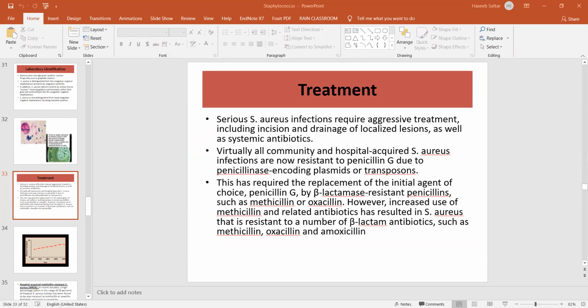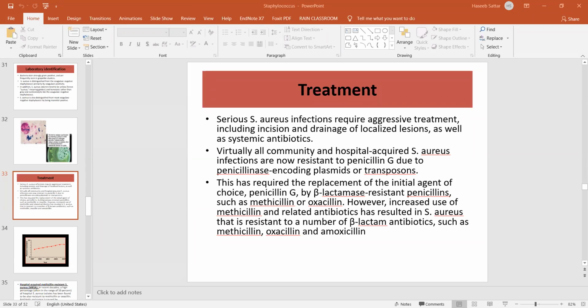Staphylococcus aureus is a pus-forming, abscess-forming bacteria. So if there is any abscess or Staphylococcus lesion, the treatment of choice is, first, we need to drain the abscess. Drain means we need to remove the pus. And second, we need to start the antibiotic.